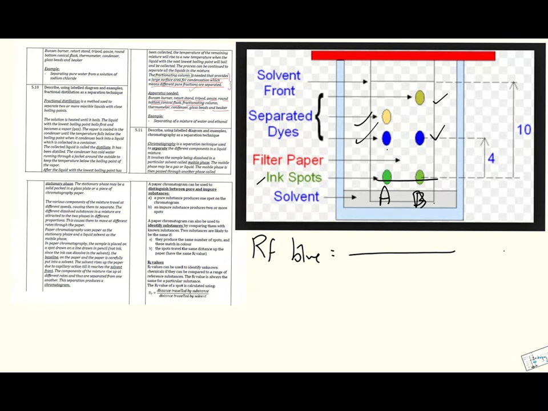over the distance moved by the solvent. Here is the solvent. The solvent goes up to this point that we call the solvent front. Here it moves 10 centimeters. So you will divide 4 over 10, which equals 0.4, and it doesn't have a unit. If you are asked to measure the RF value of another spot, you need to measure the distance moved by the other spot, for the yellow one or the green one, in the same way.